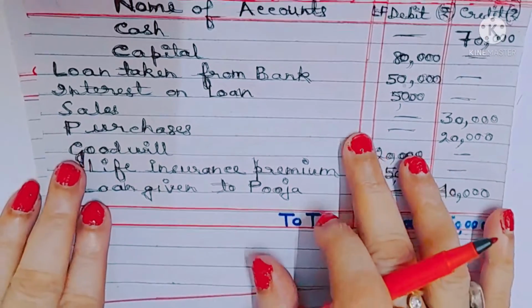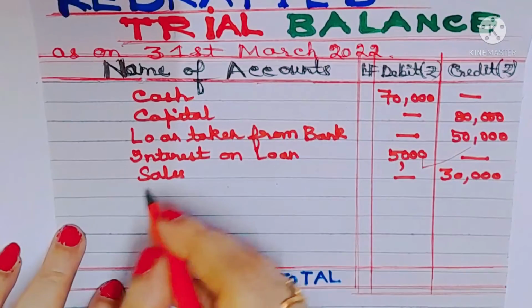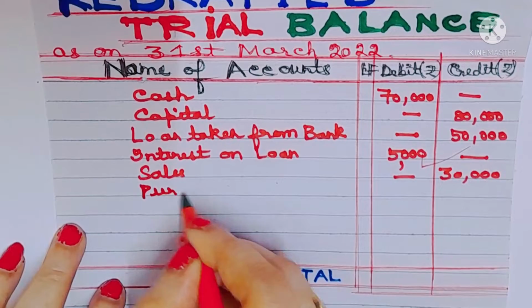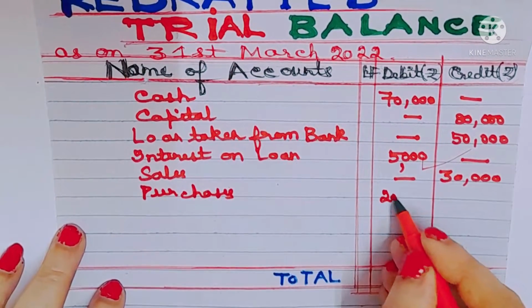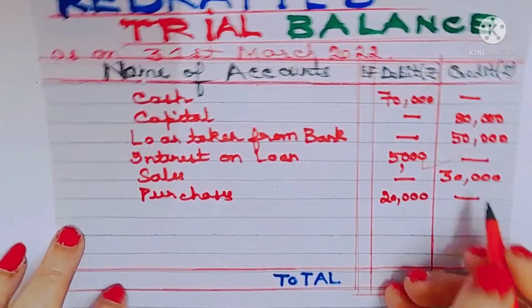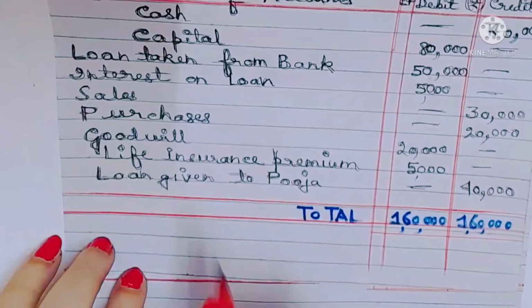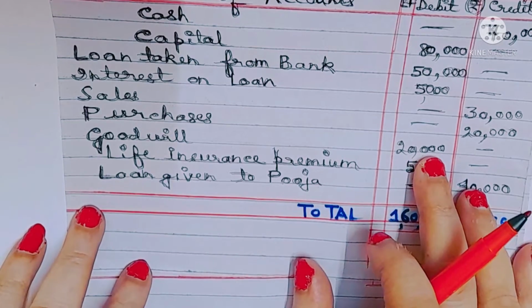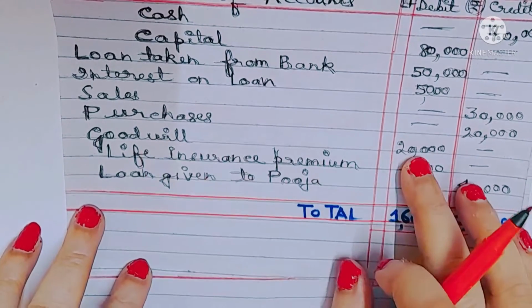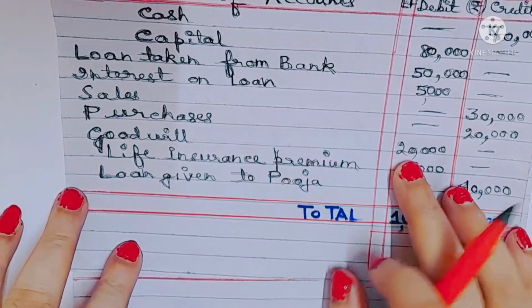Understood? So let's write purchases 20,000. Purchases is a debit balance. 20,000. So let's see the next account. Goodwill is a debit balance and the content has written correctly. Goodwill 20,000. Why goodwill is a debit balance?